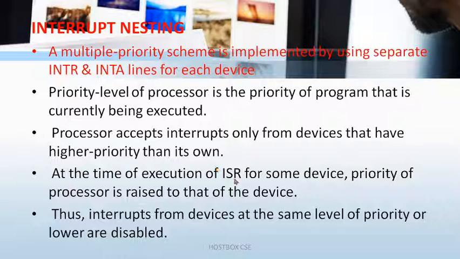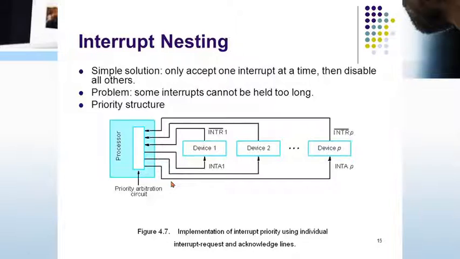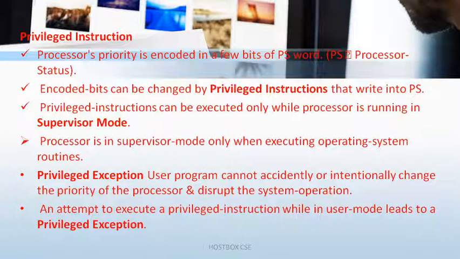At the time of execution of the ISR for some device, the priority of the process is raised to that of the device. Thus interrupts from devices at the same or lower level of priority are disabled here. So easy and simple. Then privileged instructions. Here the process priority is encoded in a few bits of the PS word, that is the process status. The encoded bits are changed by privileged instructions that write into the PS. Privileged instructions can be executed only while the processor is running in supervisor mode, and the processor is in supervisor mode only when executing an operating system routine.